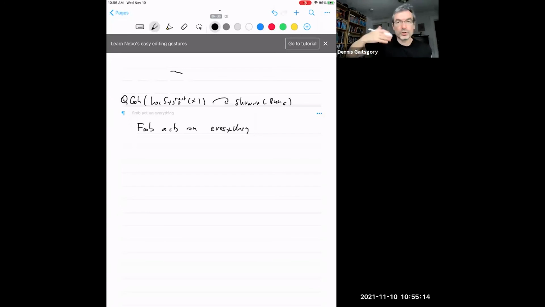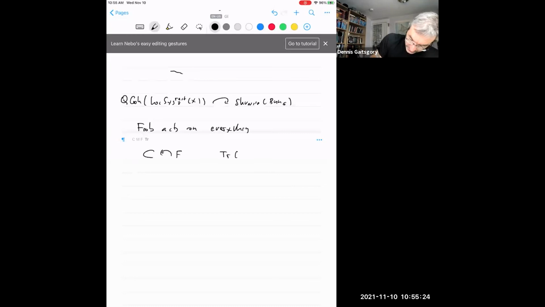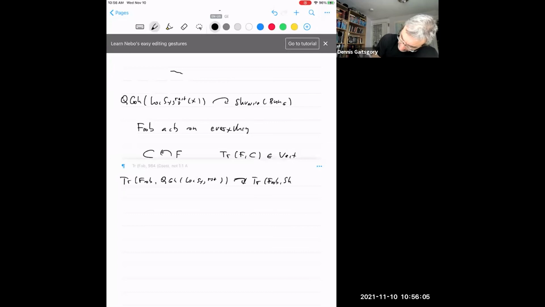And so what you can do now is perform the following operation. If you have a category equipped with an endofunctor, you can take its trace. Just as the trace of an operator on a finite dimensional vector space is a scalar, if you have a dualizable category, the trace of an endofunctor is a vector space, not necessarily finite dimensional. This operation is functorial, so we can take traces of both sides. If you take the trace of a symmetric monoidal category, you get a commutative algebra. So take the trace of the Frobenius on quasi-coherent sheaves on Loc-sys restricted; it acts as a commutative algebra on the trace of the Frobenius on the category of sheaves with nilpotent singular support on Bun_G.